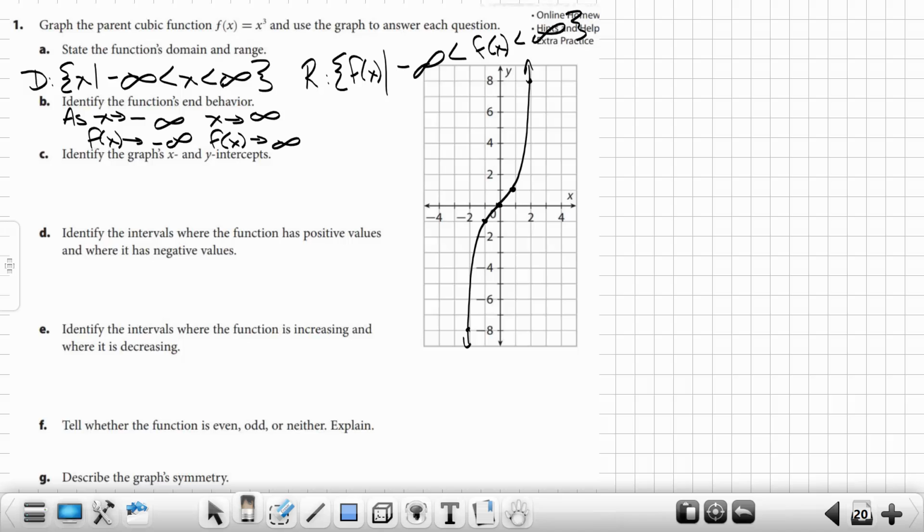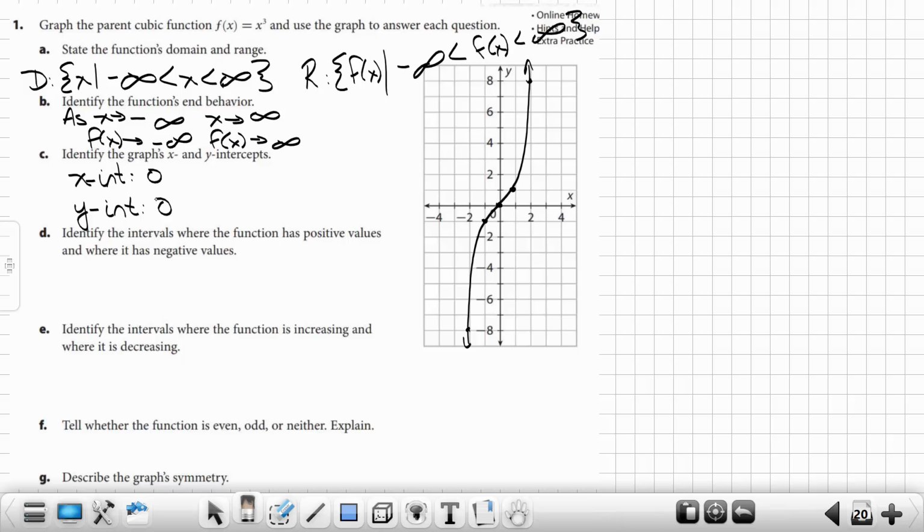Identify the graph's x and y intercepts. Alexa: 0, 0. That's it. Okay. The x-intercept is 0, and the y-intercept is 0, because it goes through the origin for crying out loud. All right. The next part of it, once again, something that some of you got right, some of you got wrong last time I asked these types of questions on the quadratic quiz.